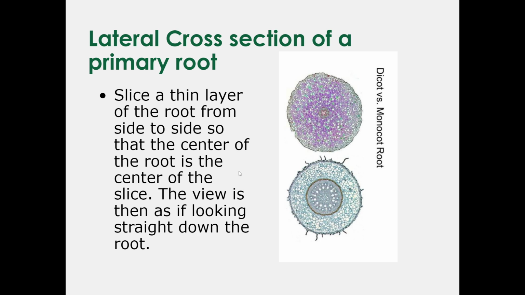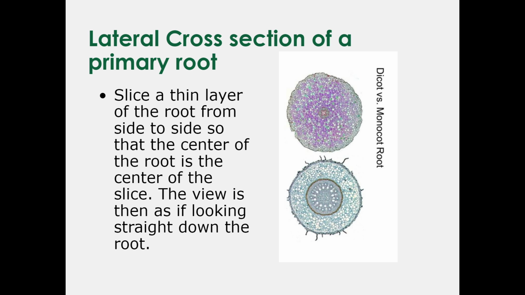If you look at a lateral cross-section of a primary root, it looks a little bit different than that longitudinal section. So here we see a slice of a thin layer of the root, and that's from side to side or transverse. So we're looking kind of with a top view down the center.